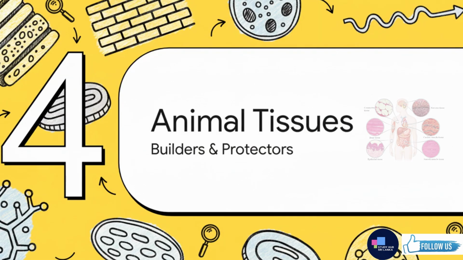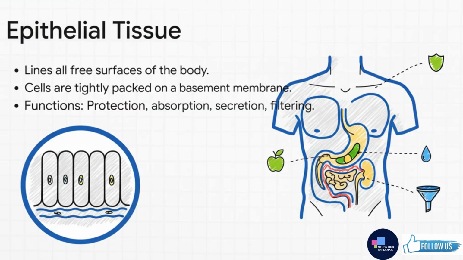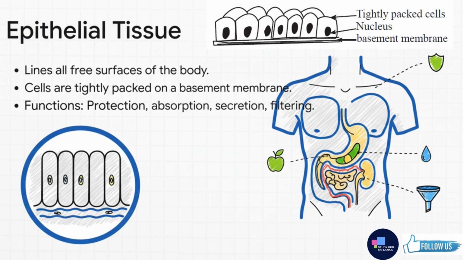Okay, we've had a good look at plants. Now let's switch gears completely and talk about the tissues that make up animals, including us. We'll start with the tissues that build our bodies and protect them. First up is epithelial tissue. The easiest way to think about this is as the body's lining and covering tissue. It's your skin on the outside, but it also lines all your internal organs and cavities. The cells are packed together really tightly to form a barrier.